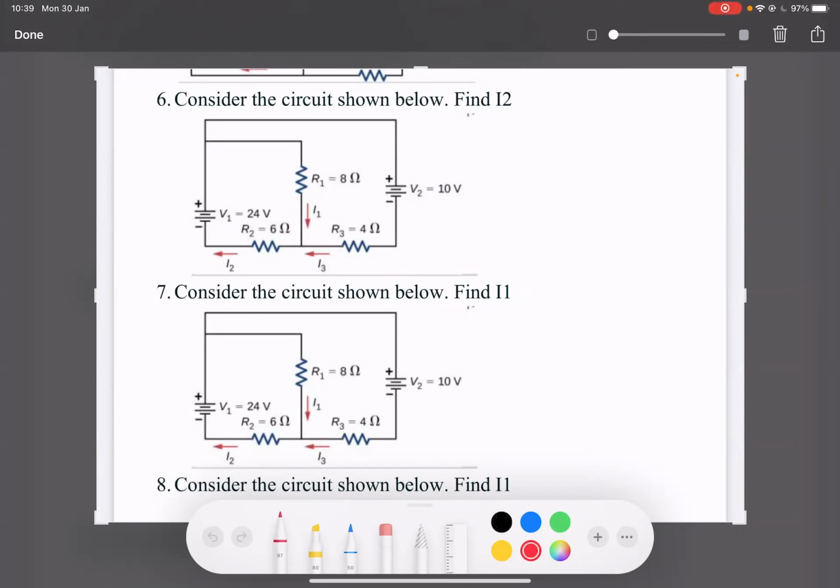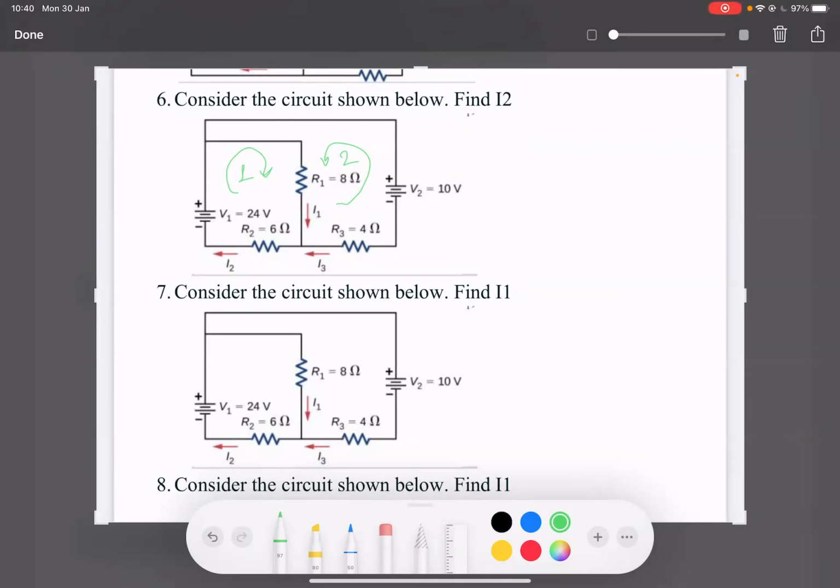Let me draw the loop. First, look at the left side of problem number 6. How should I draw the loop? Clockwise, correct? What about the right side? No, counterclockwise, because I try to always keep the battery as a positive sign. So I'm going to draw the right side counterclockwise. It's up to you, whether you go clockwise or counterclockwise, you will get the right answer.